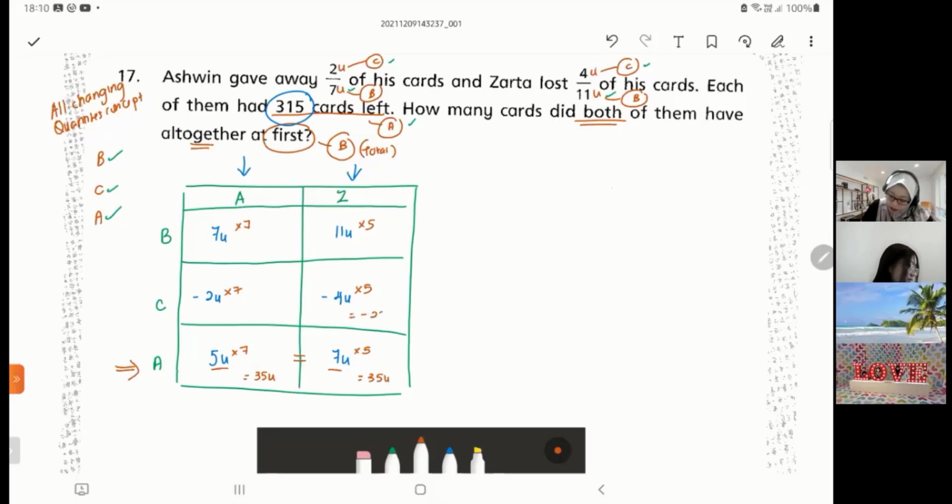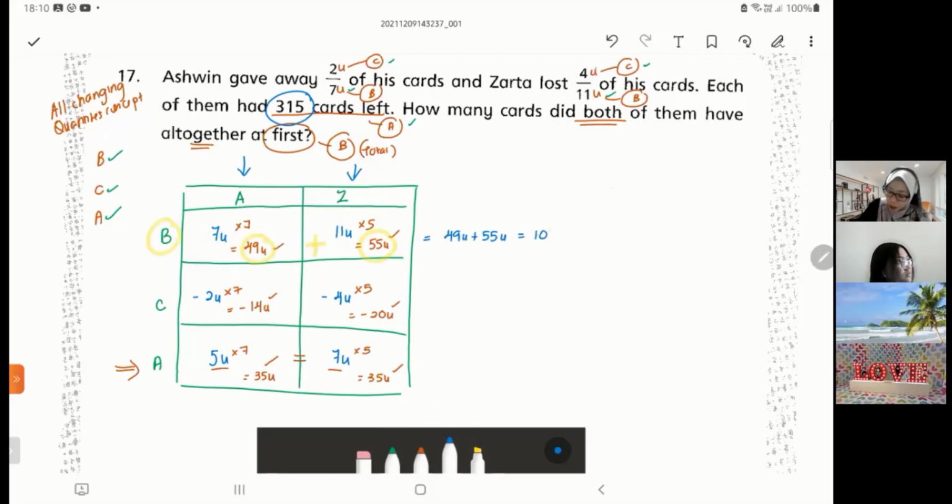Here is minus 20 units. Here is 55 units. 49 units minus 14 units. Just to double check. 49 minus 14, I get 35. 55 minus 20, I get 35. Okay, just to double confirm. Now, I want to know how many cards did both of them have at first. It means our before total, right? This and this plus together equals 49 units plus 55 units.